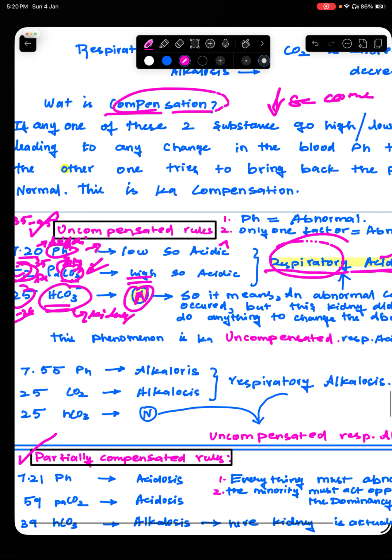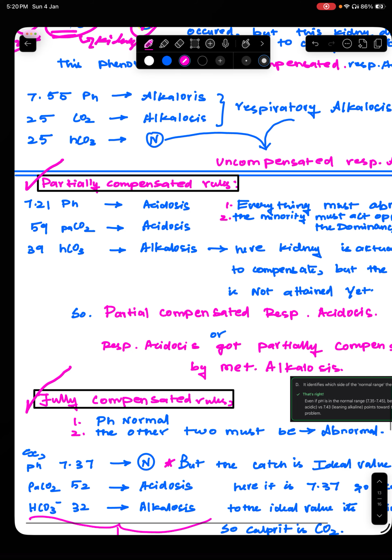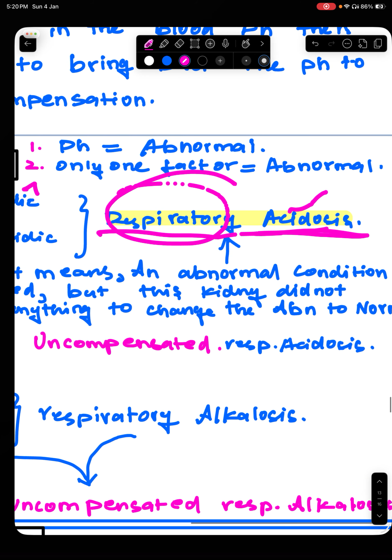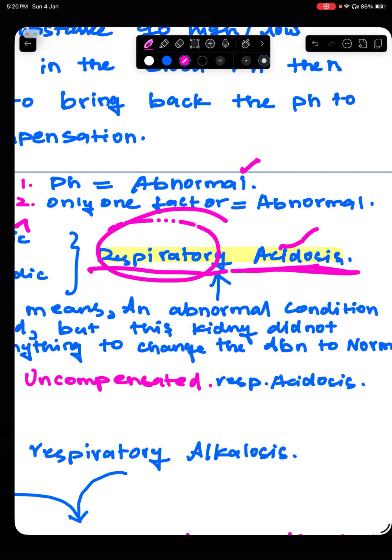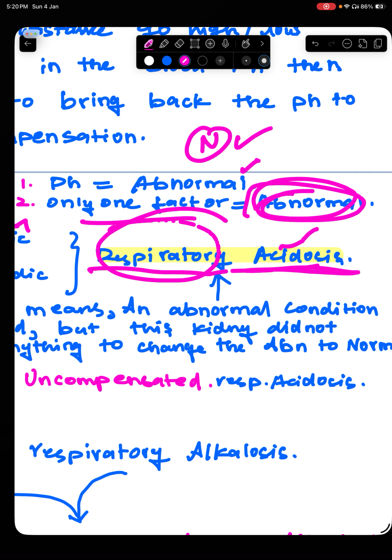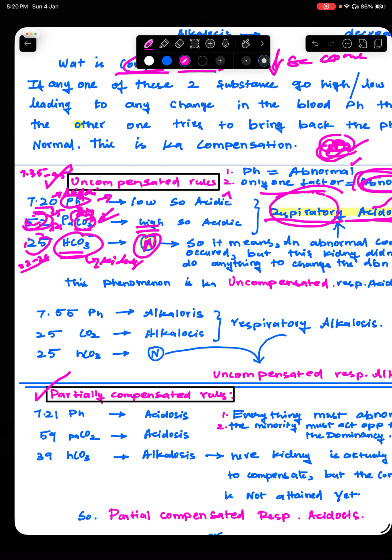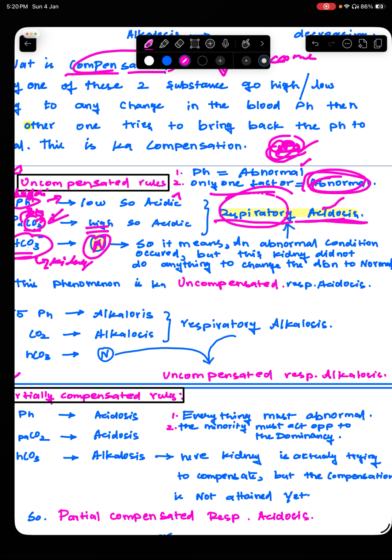See, the rule for uncompensated ABG is that the pH should be abnormal. If it is normal, why would we even think about compensating? The first thing is the pH should be abnormal. The next thing is only one factor is abnormal and the other factor must be normal, because if it has also changed, then there should be some compensation that occurred.